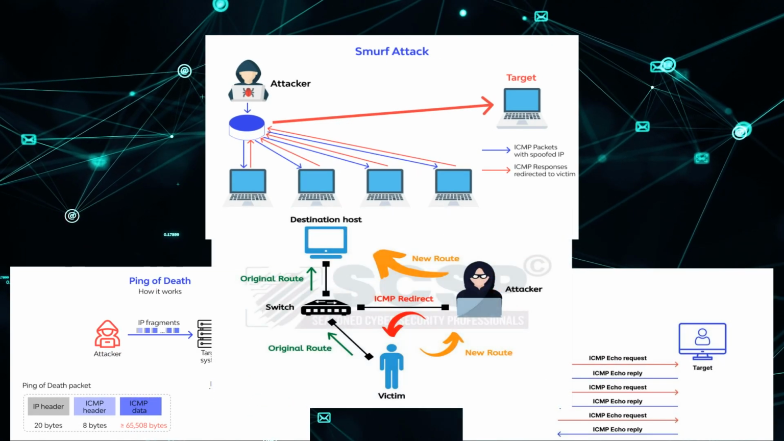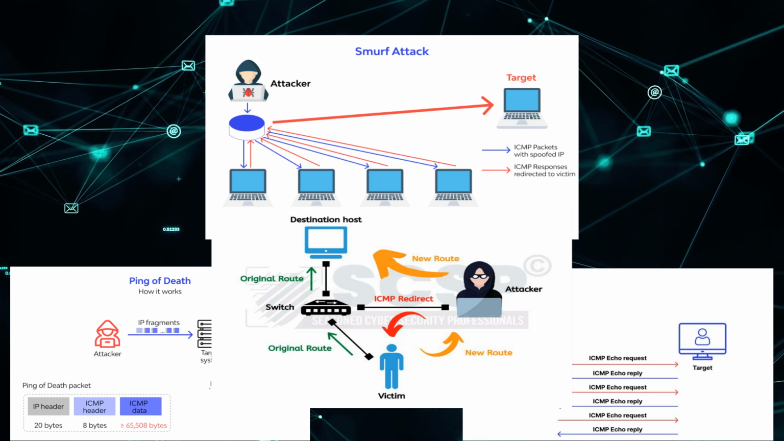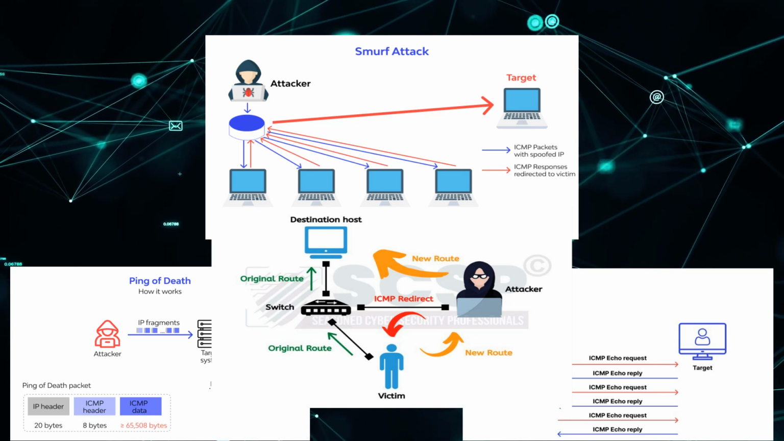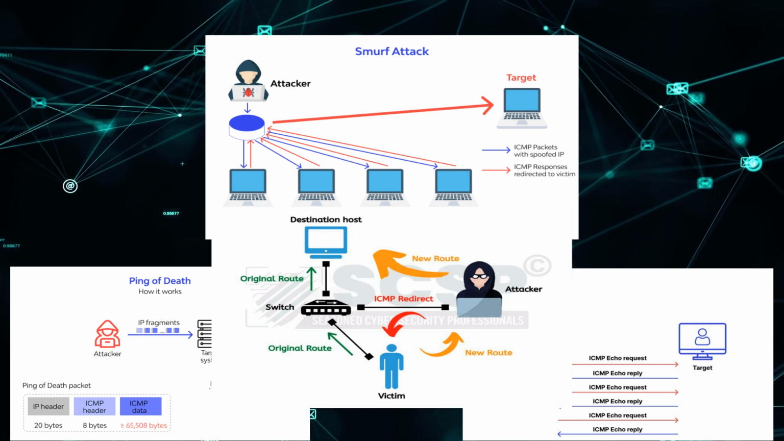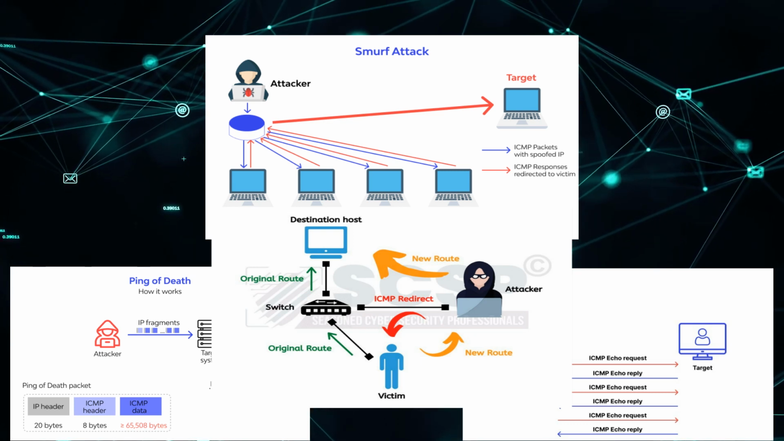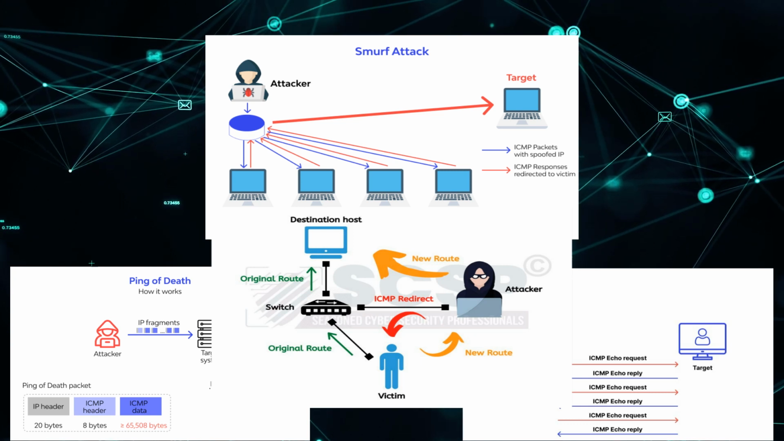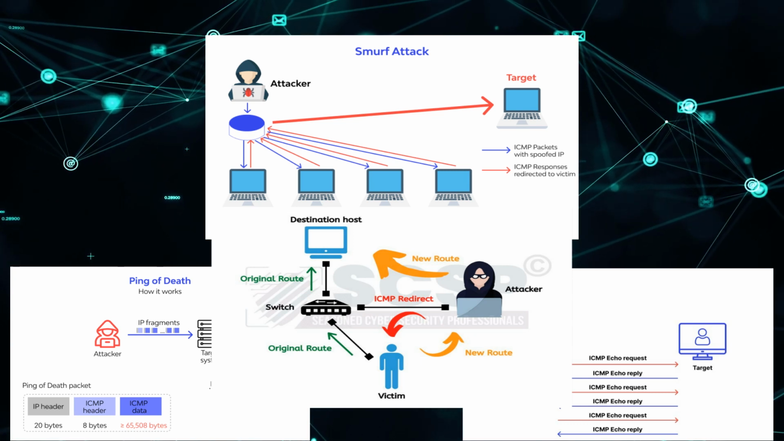ICMP redirect attack. In this attack, attackers send fake ICMP redirect messages to computers on the network to redirect their routes to a node controlled by the attacker. This can lead to traffic redirection through nodes controlled by attackers, where they can intercept data or perform other types of attacks. So how can we protect our router?